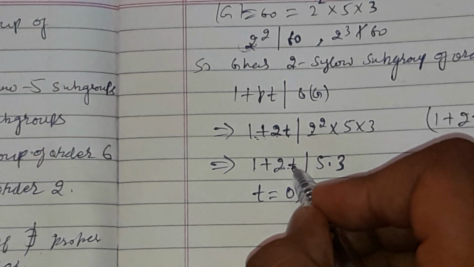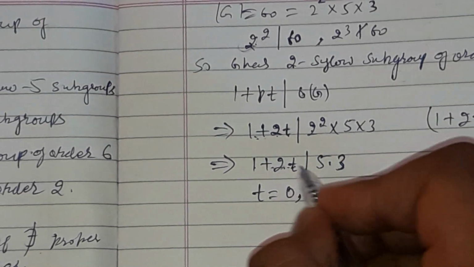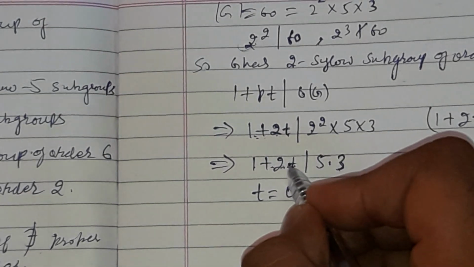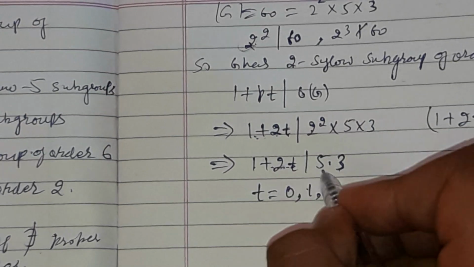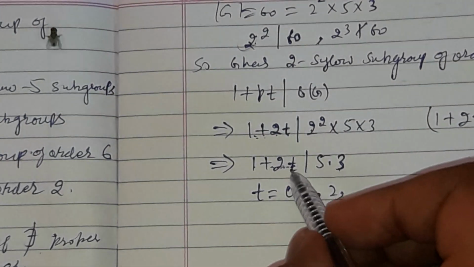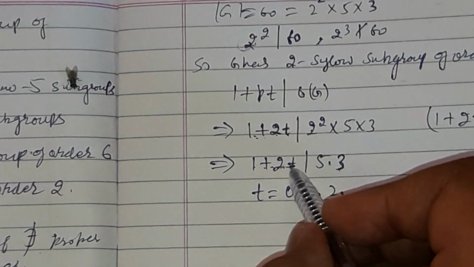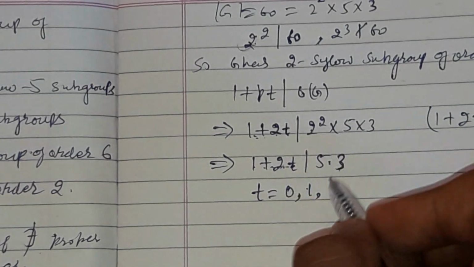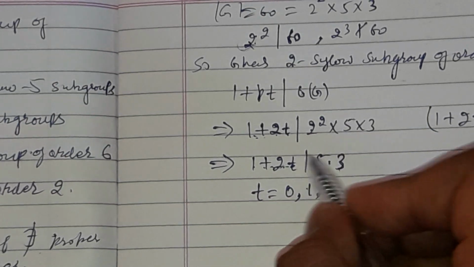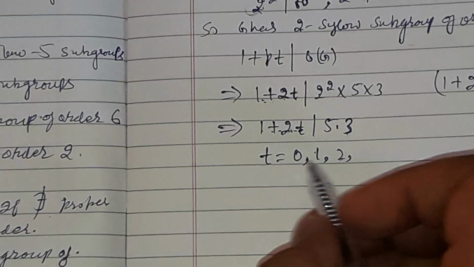If we put t equal 1, this becomes 3 and 3 divides it. If t equals 2, that becomes 5 and 5 divides it. If t equals 3, 7 doesn't divide it. If t equals 4, this becomes 9, that doesn't divide. Similarly, the only possible values are 0, 1, 2.